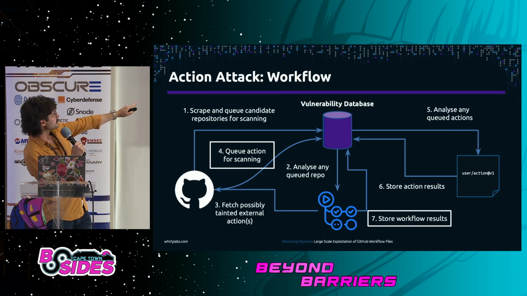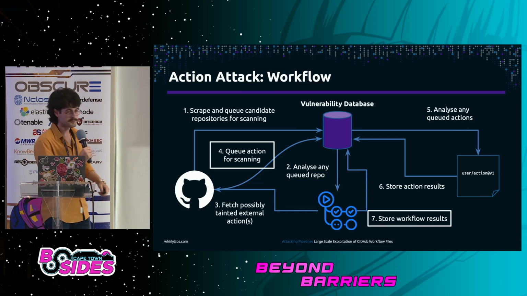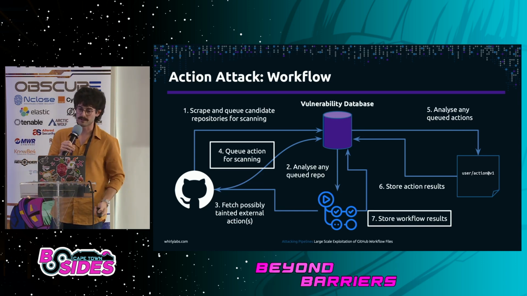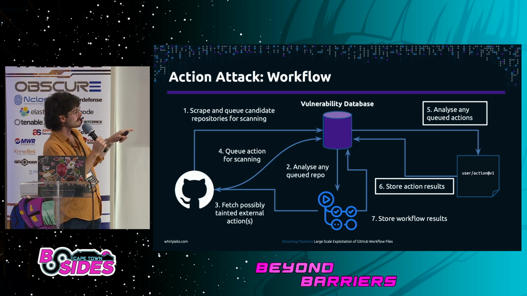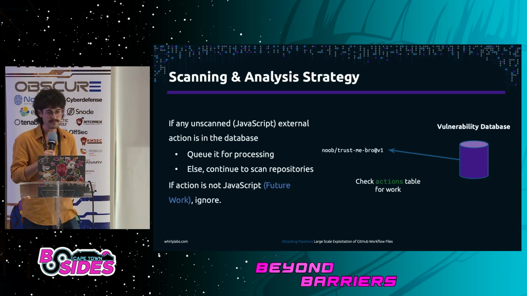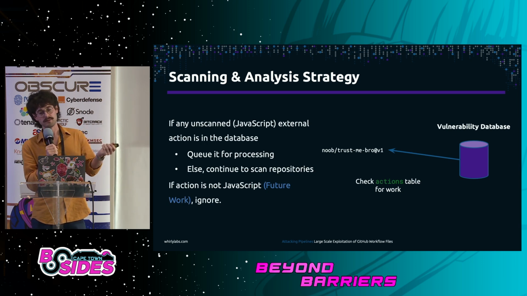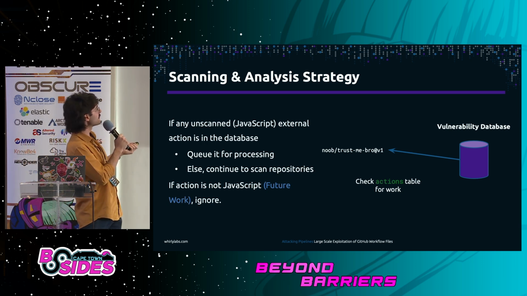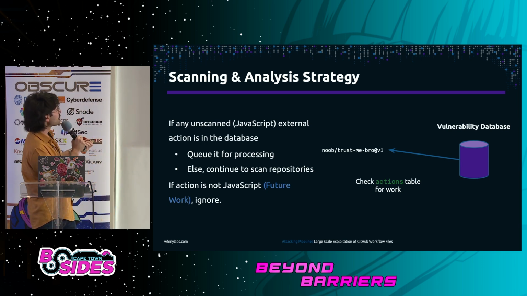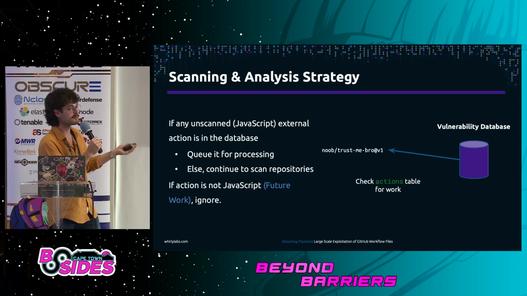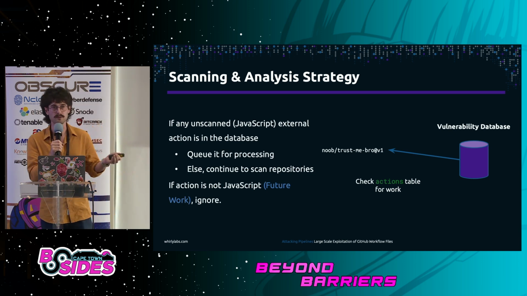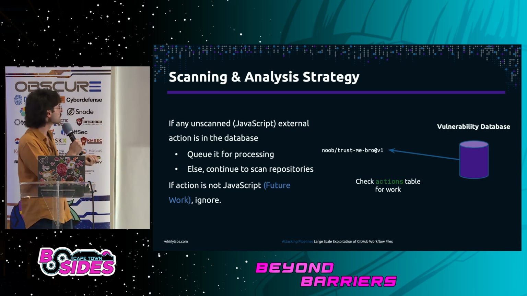So that I described was queuing an action for scanning. As we've just found the action, we queued it for scanning. And now let us analyze any queued actions. So pretty much, is there something to scan that is an action? Then continue. But we only handle JavaScript for now. There are other languages, like you can do it in Docker or another workflow file or bash script.